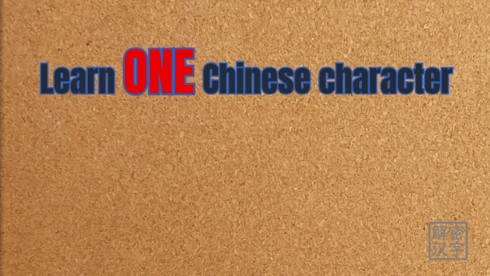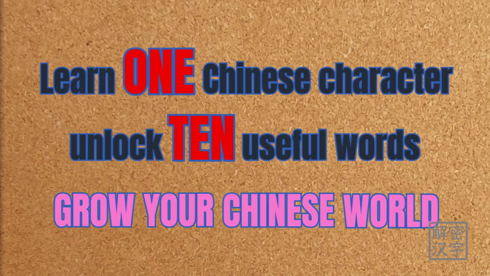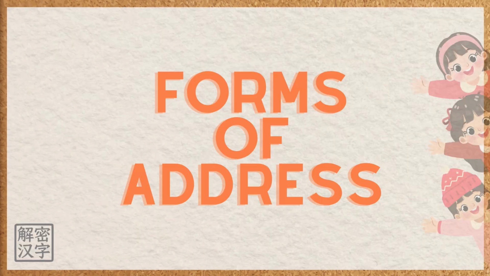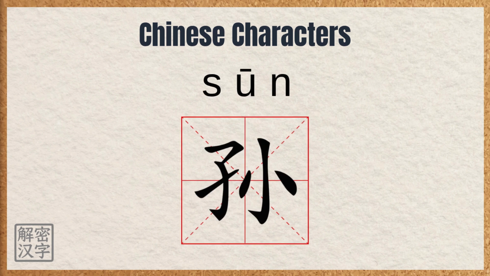Learn one Chinese character, unlock 10 useful words, and grow your Chinese world. Today, let's continue our Forms of Address series. We're learning the character Sun.